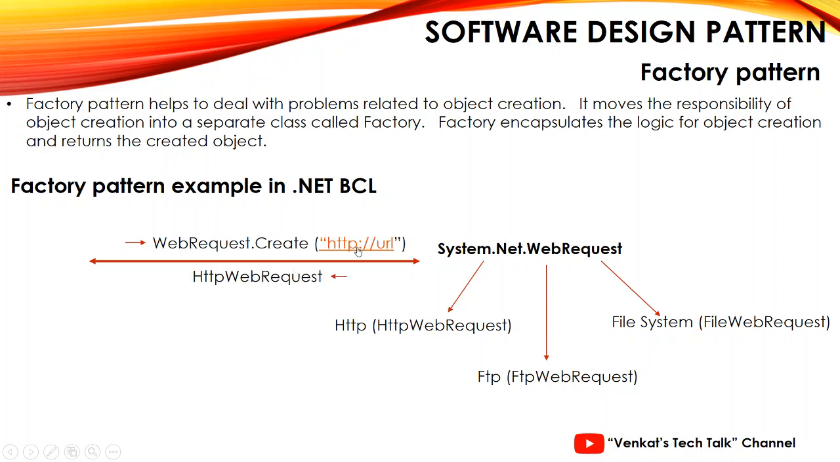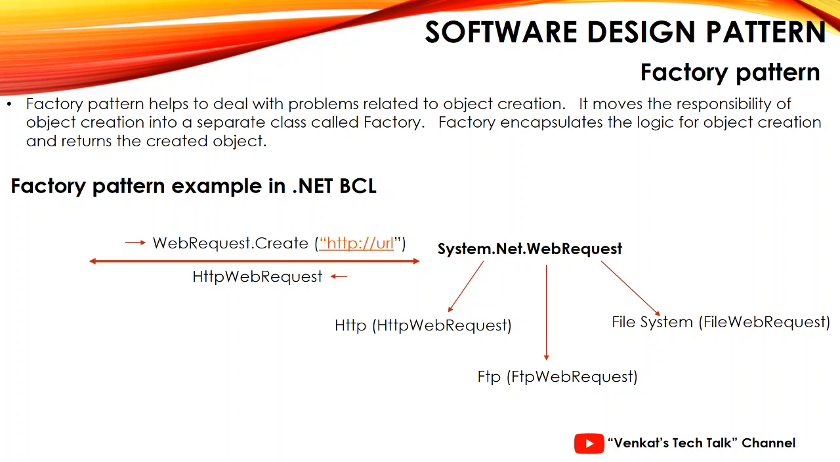So basically for this request it returns HttpWebRequest. This is not a very tricky pattern. It's a very straightforward pattern, easy to understand. I don't think there is any complexity in this pattern. Just a factory pattern takes care of the object creation responsibility, and it creates the object and sends it back.